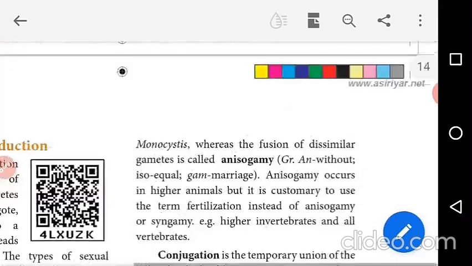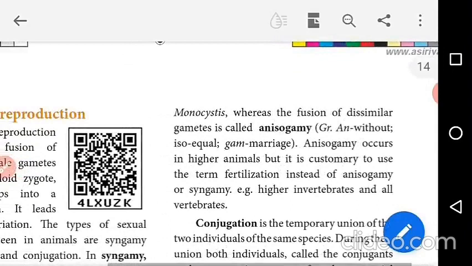The next one is anisogamy. What is meant by anisogamy? Whereas the fusion of dissimilar gametes is called anisogamy.